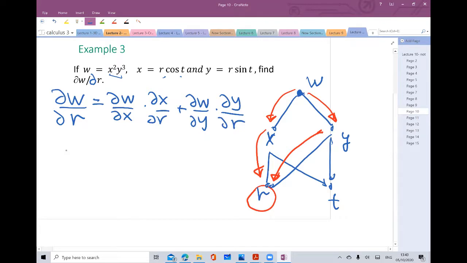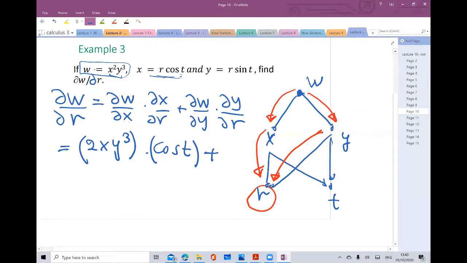Now let's apply it to the functions. When I need partial w partial x, I go down to the w function and apply the derivative. I'll have 2xy cubed. For x with respect to r, t is fixed, so the derivative is cosine t, plus partial w partial y, which will be 3x squared y squared, and partial y partial r here will be equal to sine t. That's it. Got the idea?